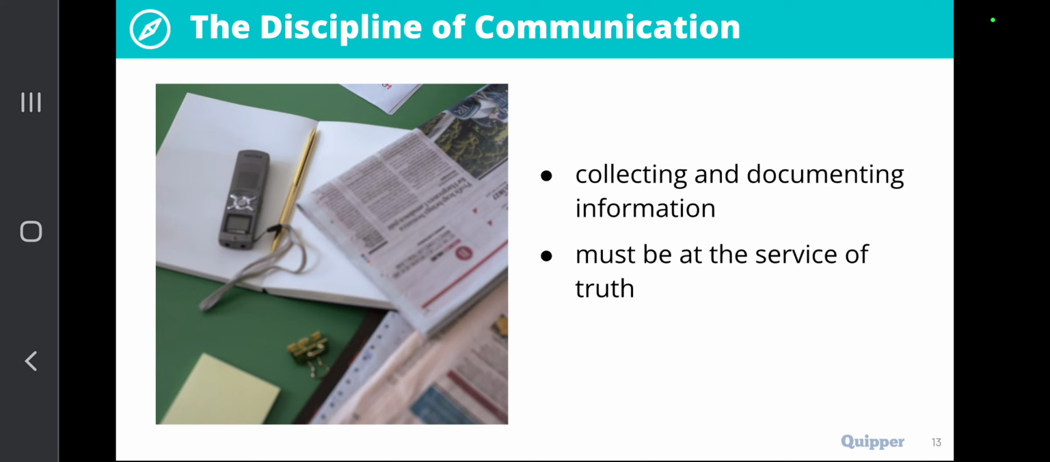Whether the truth is interesting, the truth is boring, the truth is ugly, the truth is unappealing to a certain sector or a certain group, communication should always be collecting and documenting information in the service of truth. That is a given. There is no consideration, it cannot be broken, it cannot be a notion, discipline, or idea that can be bent.